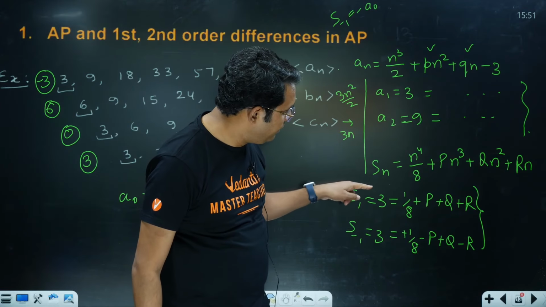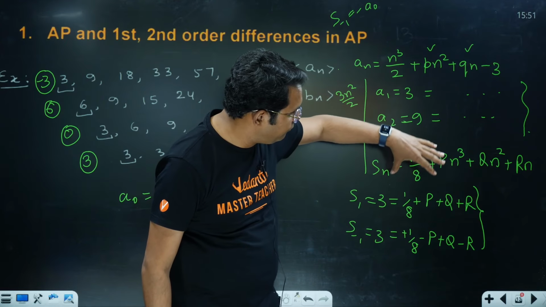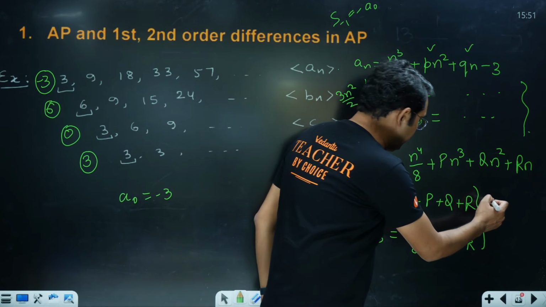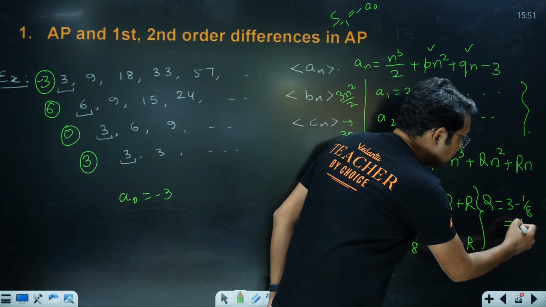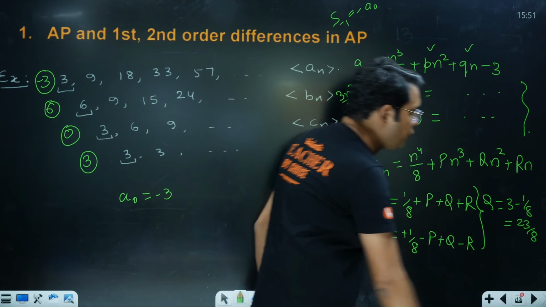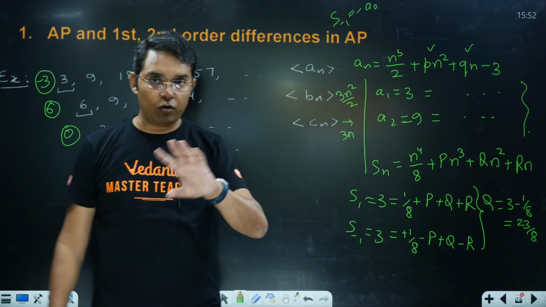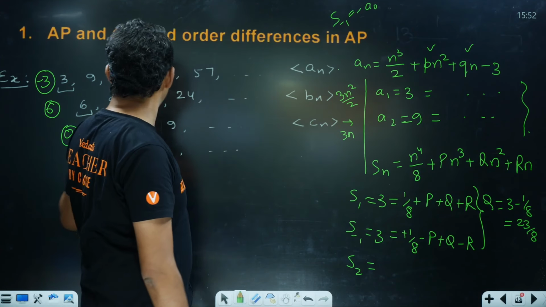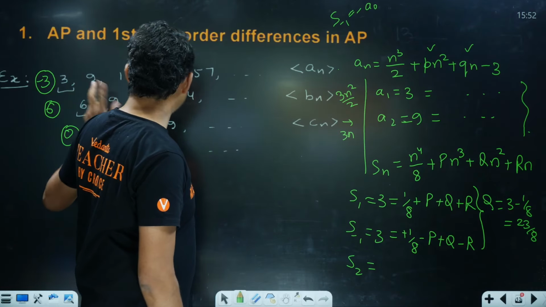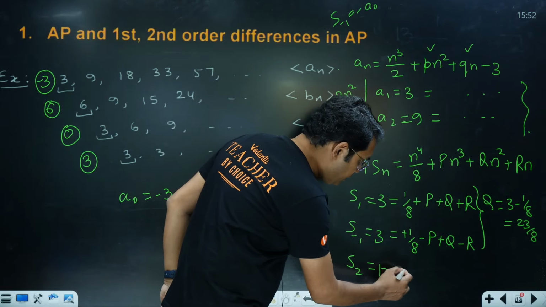I think if you add them, you get 6 equal to 1 by 4 plus q. So I think q will be 3 minus 1 by 8, 23 by 8. The value of q is coming out to 23 by 8. Already one coefficient is found. Now to find 2 more coefficients, I think I have to use S2. S2 would be 3 plus 9, 12. Sum of first 2 terms, 12.